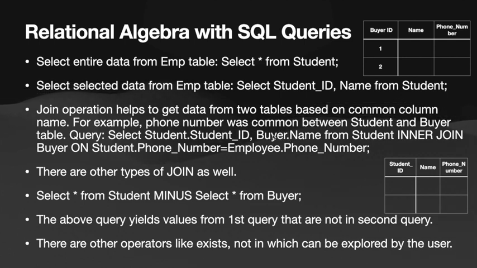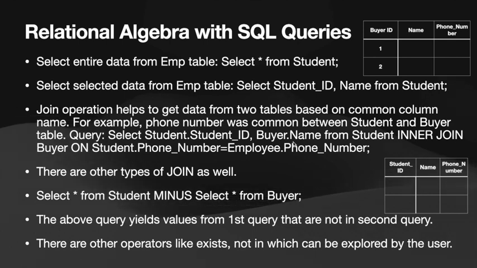Here buyer.name is not directly present in the student table, so we are using an inner join. How the inner join works is: inner join with buyer table on student.phone number equals buyer.phone number. Here employee is wrong, so it should be buyer.phone number. If that is implemented, then the query will work. If the query is wrong, then it will throw an error. We can correct the query as well.